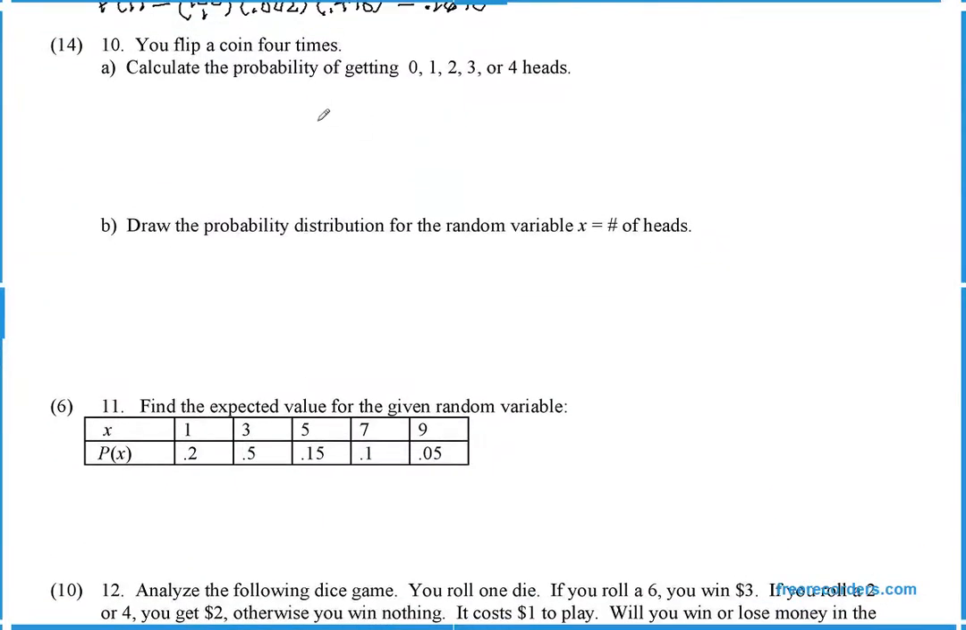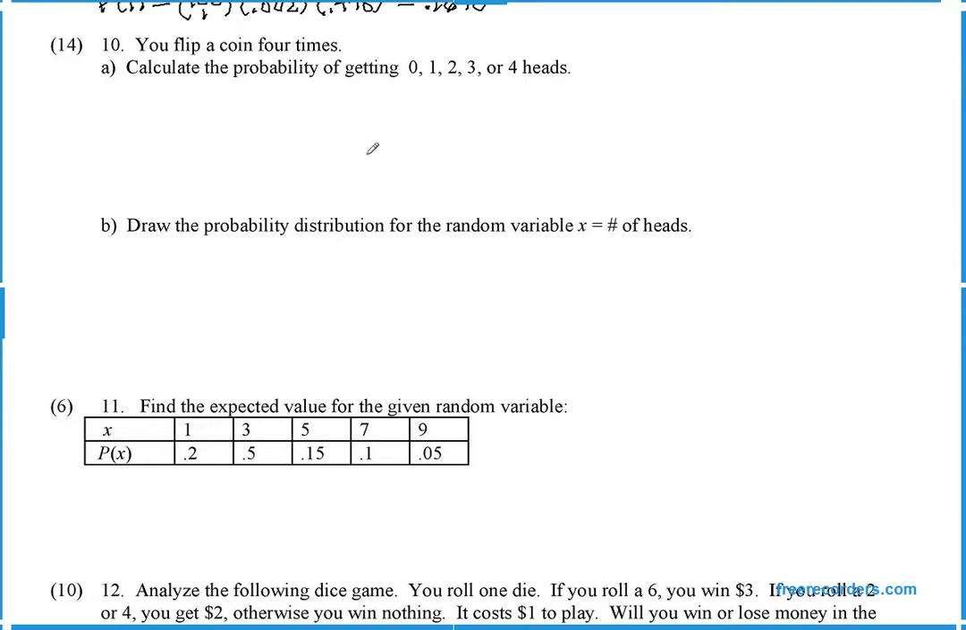Alright, next up we are flipping a coin 4 times. That's going to be a binomial experiment. And we want to calculate the probability of getting 0, 1, 2, 3, or 4 heads. And then we want to draw the probability distribution where the random variable is the number of heads.